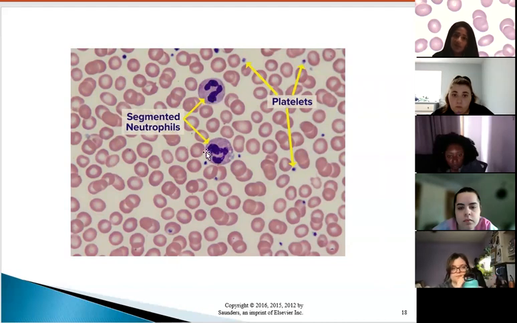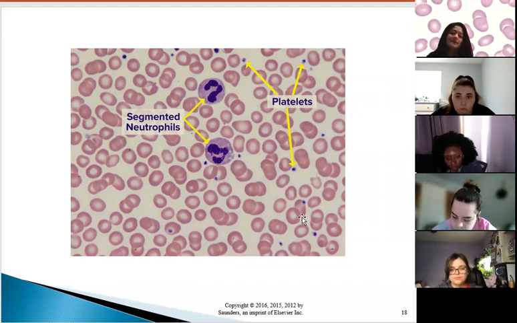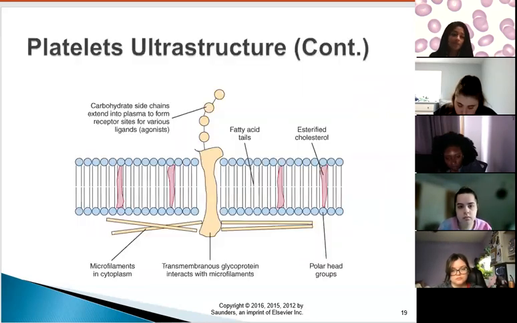These are your white cells. These are your typical neutrophils, which is one of the white cells that we have in large numbers. And here are your platelets. So the platelets look like dots, basically. That's what they look like, okay? This is in the peripheral blood, okay?